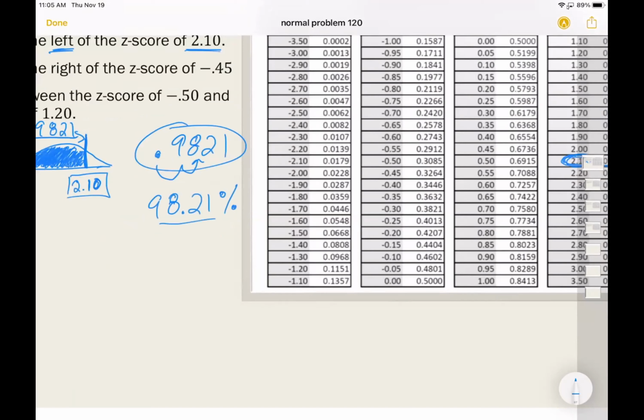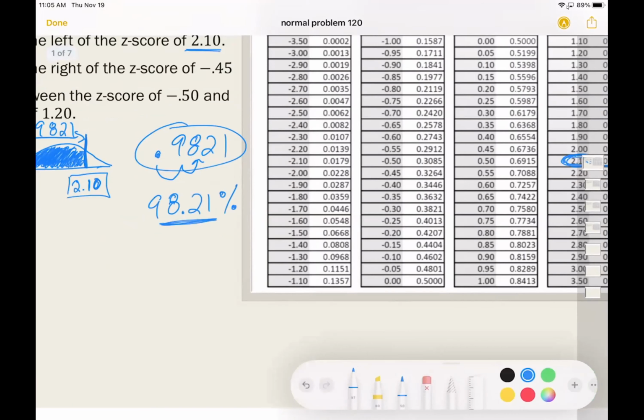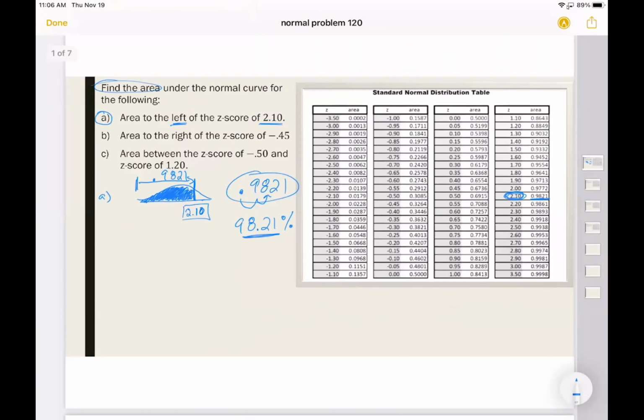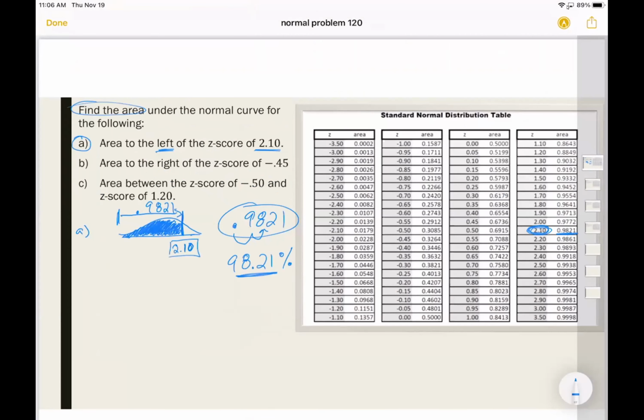98.21%. Depending on which one they ask you, if they ask you for the area, then you give them the decimal. If they ask you for the percentage, then you give them the percent. So for the area to the left, like I mentioned, life is good.